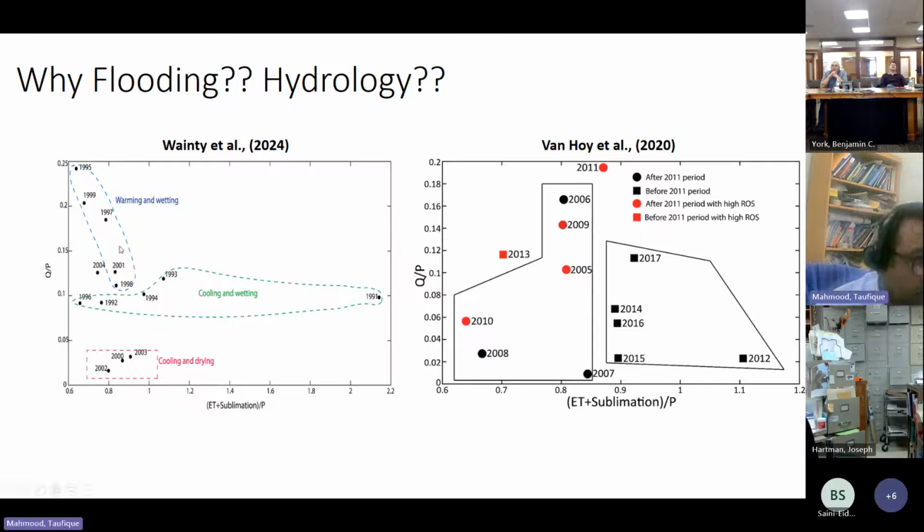We also looked at the hydrologic fluxes in Q over P, the streamflow over precipitation ratio, and the vertical flux, or ET plus sublimation over precipitation ratio. And here we plotted 1991 to 2004. You see that in 91, 92, 96, 94, 93, this early 90s is basically a cooling and wetting period, and Q over P, or runoff ratio, is in steady state. It means that you are increasing precipitation and the temperature is dropping, and under that climatic state the runoff ratio is in steady state.